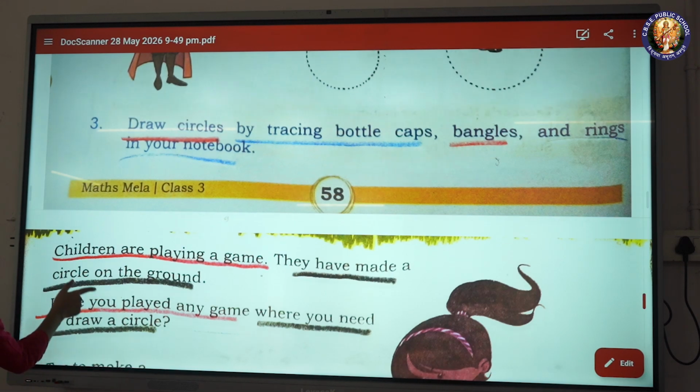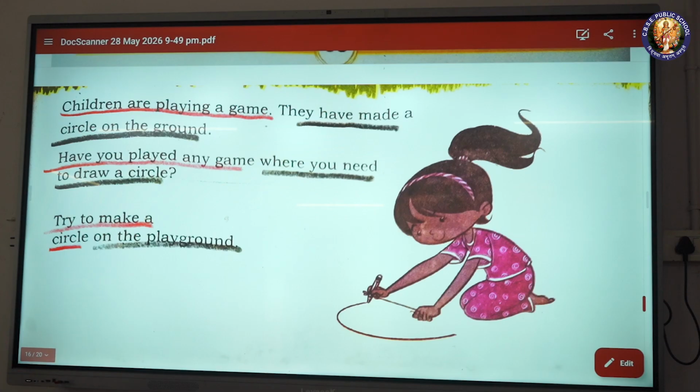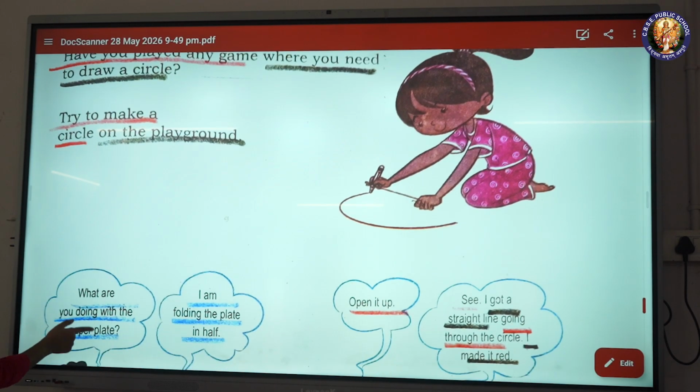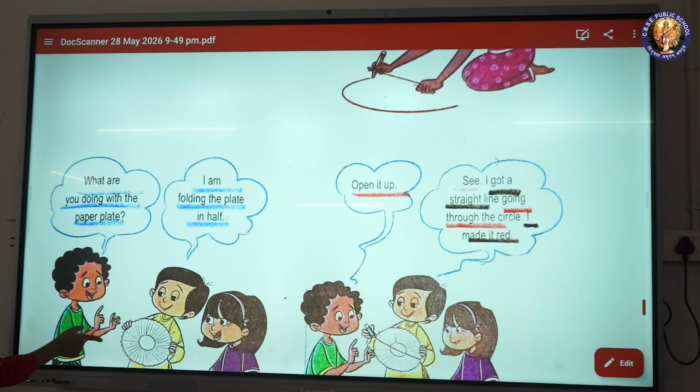Children are playing a game. They have made a circle on the ground. Have you played any game where you need to draw a circle? Try to make a circle on the playground.